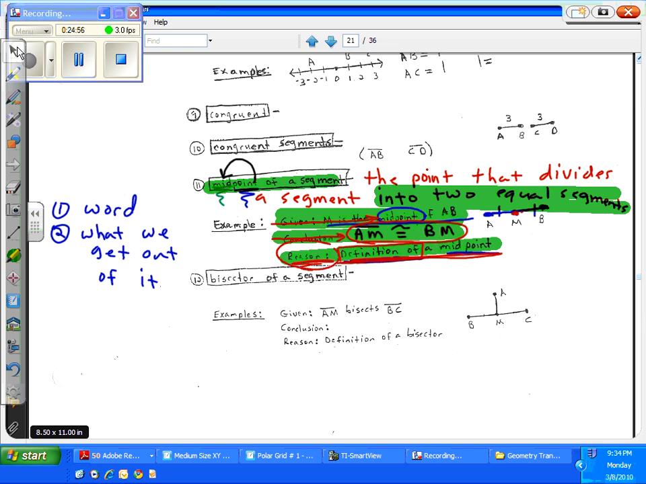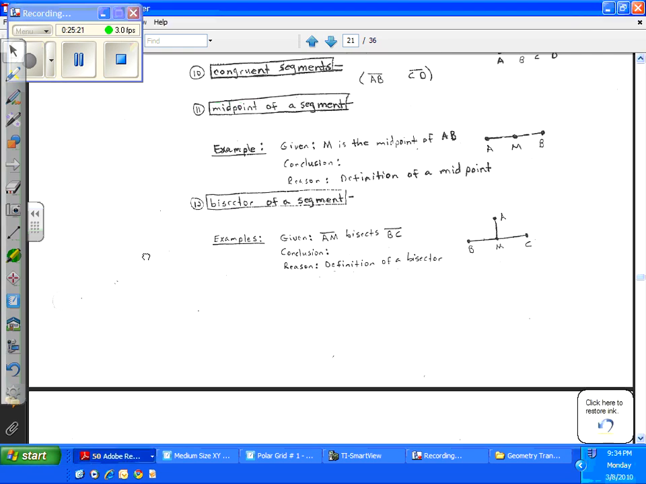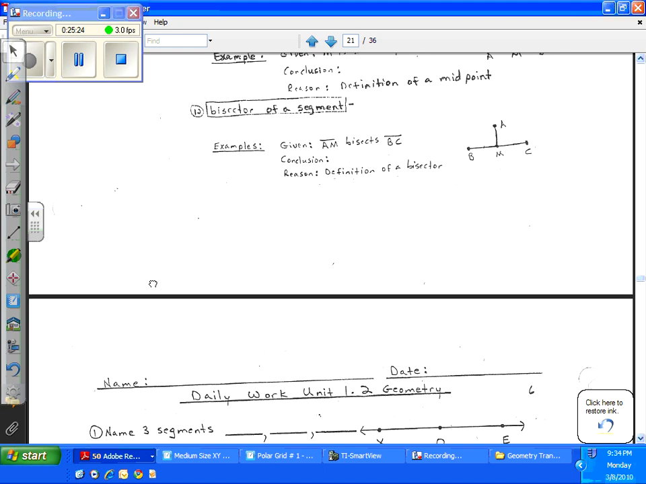We use definition of as a reason in a mathematical proof when we have the word we're talking about, like midpoint, and the what we get out of that definition, two equal pieces. The word and what you get out of it. So we say definition of. You're going to hear that said several times. Okay? All right.